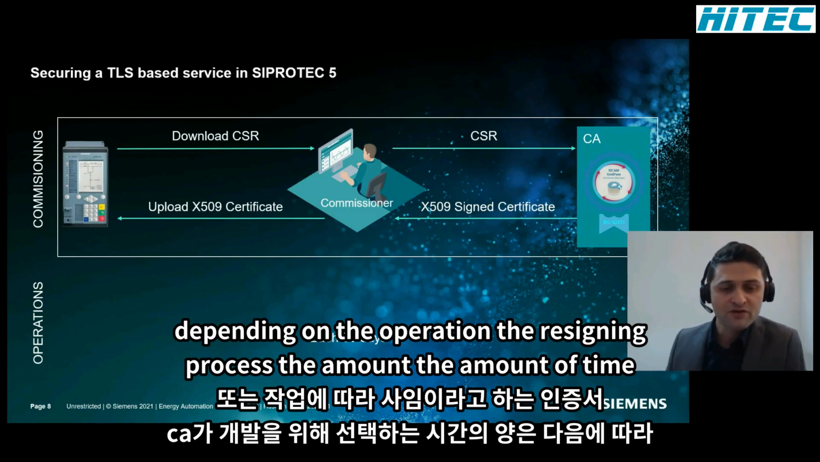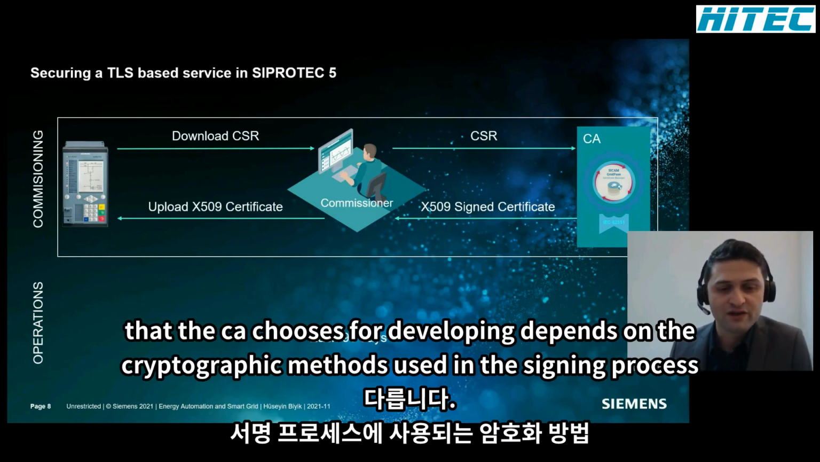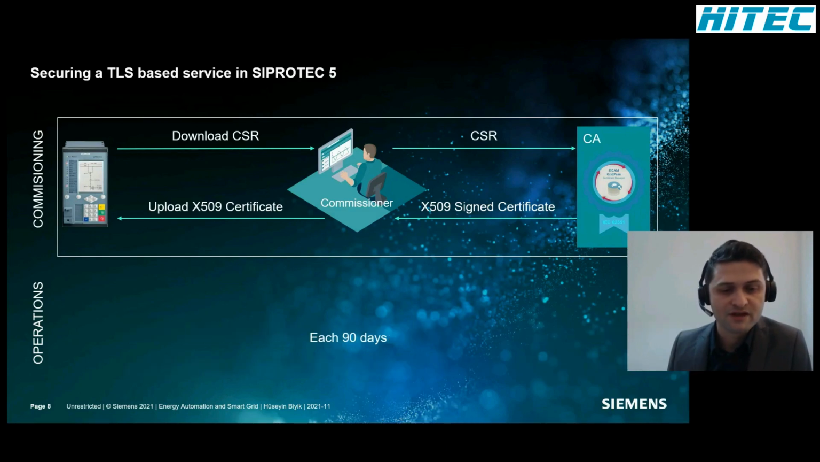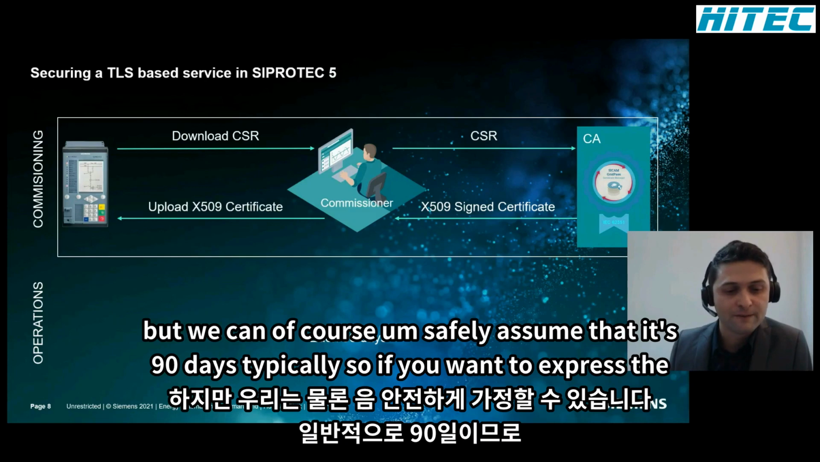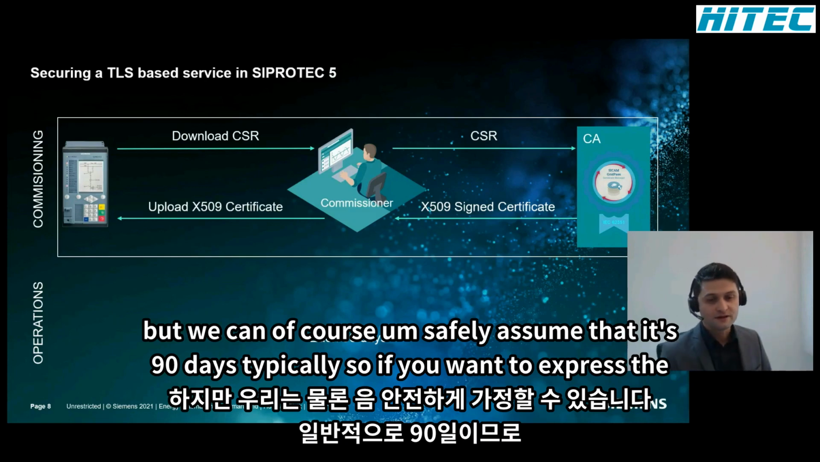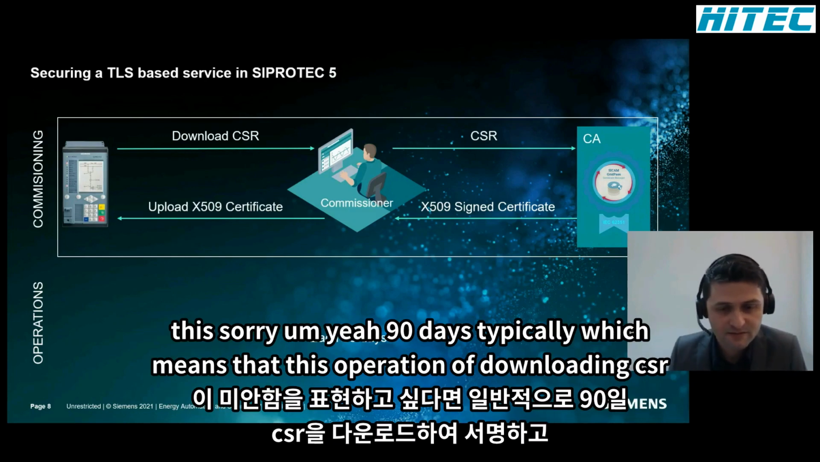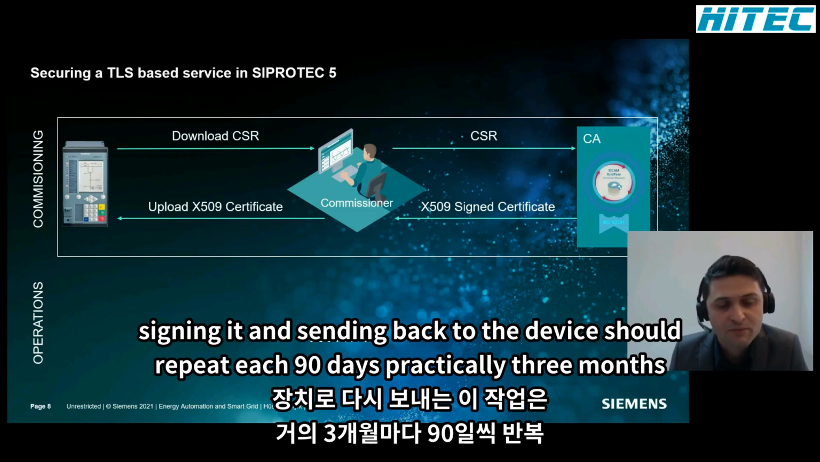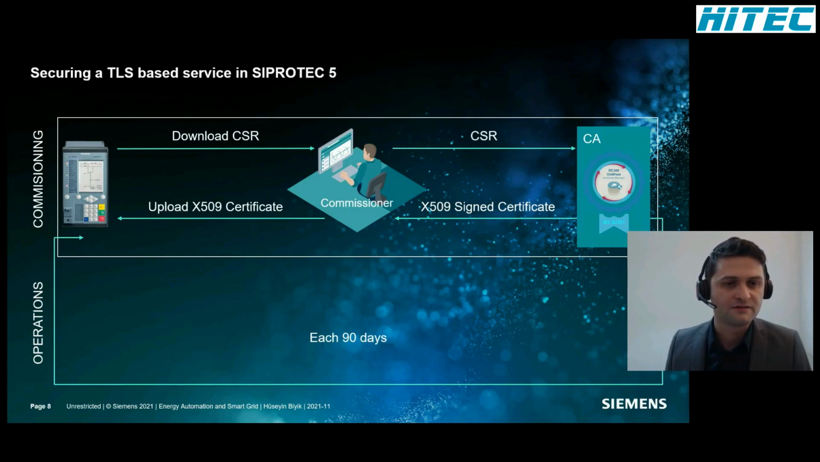The amount of time that the CA chooses for the validity depends on the cryptographic methods used in the signing process. But we can, of course, safely assume that as 90 days, typically. So if you want to express 90 days, typically, it means that this operation of downloading the CSR, signing it, and sending it back to the device should repeat each 90 days, practically 3 months.